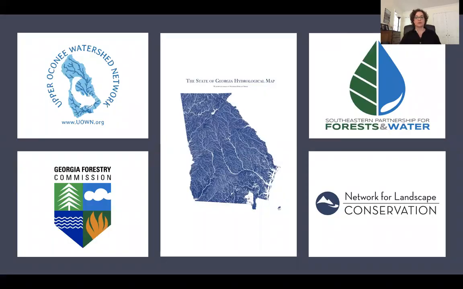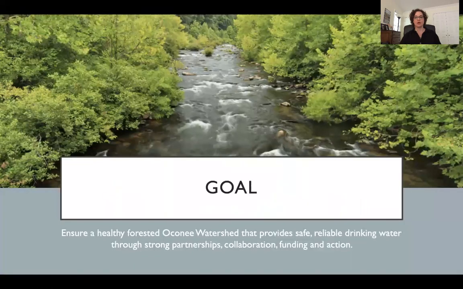This work is funded through a U.S. Forest Service landscape scale restoration grant administered by the Georgia Forestry Commission. This work is coached and facilitated by the Southeastern Partnership for Forests and Water and implemented by the Upper Oconee Watershed Network. We're fortunate to recently receive funding through the Network for Landscape Conservation through their Catalyst Fund in partnership with Oconee River Land Trust to implement the Oconee River Watershed Partnership. The goal of this work is to ensure a healthy forested Oconee watershed that provides safe, reliable drinking water through strong partnerships, collaboration, funding, and action.